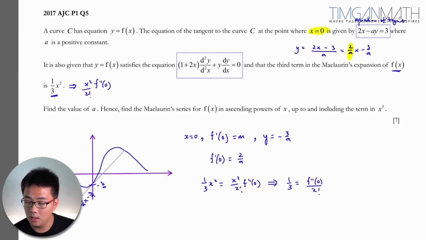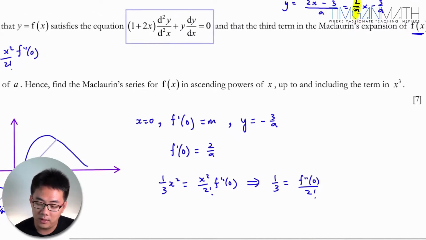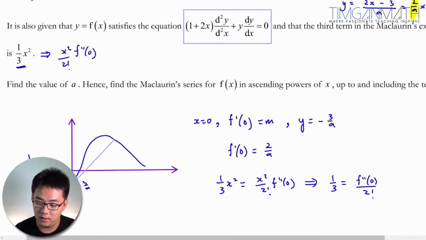So it's basically trying to solve for all the unknowns. Given the line equation, you can solve for f(0), f prime 0, and also y. And then now you're given this equation here, and you are given this equation here.